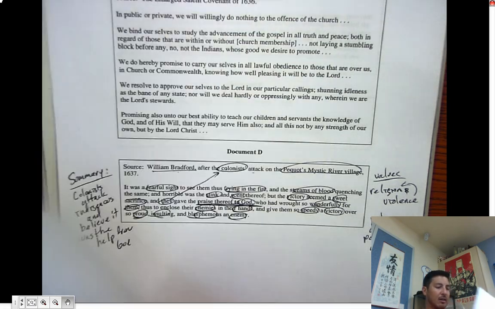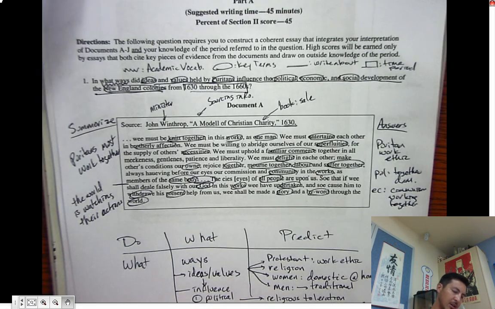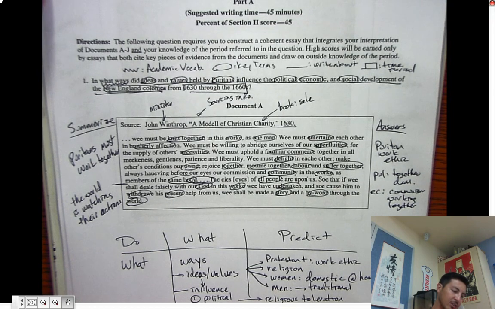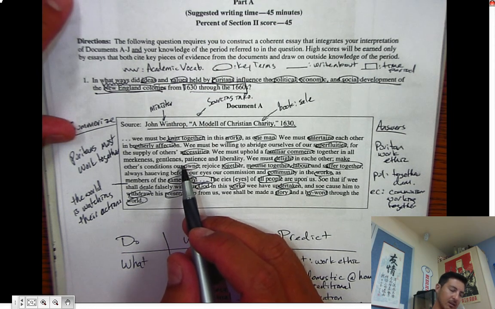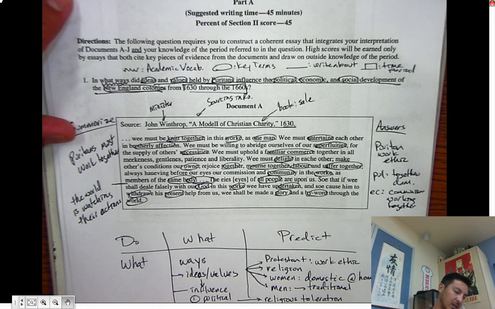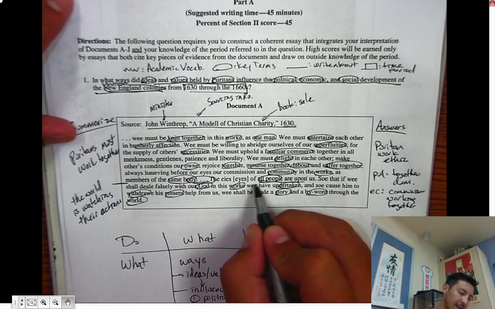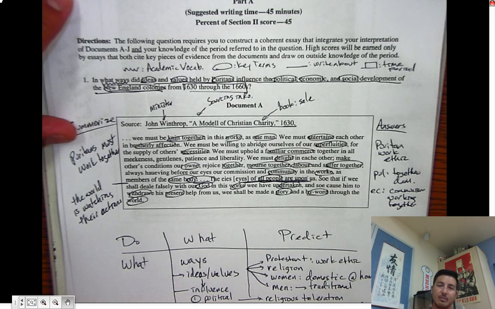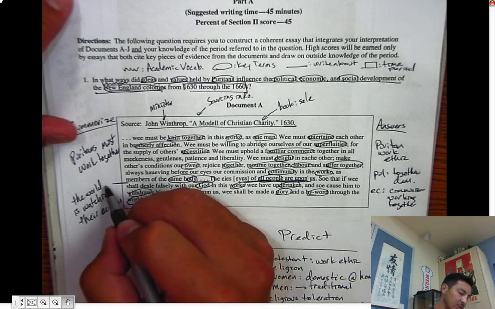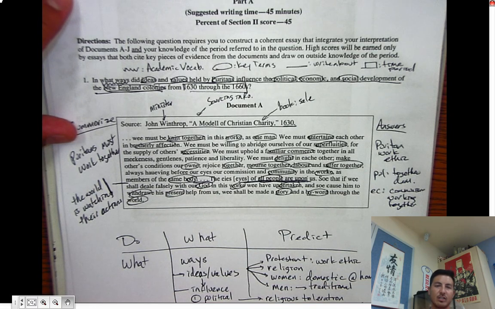Going back to our last document, I don't know if I would ever underline anything in the first half, because it's all different examples of them being together. But when we get to the end, "the eyes of all people are upon us." That's kind of an interesting phrase to me. That's one that really popped up, and that really comes to my summary: the world is watching their actions.